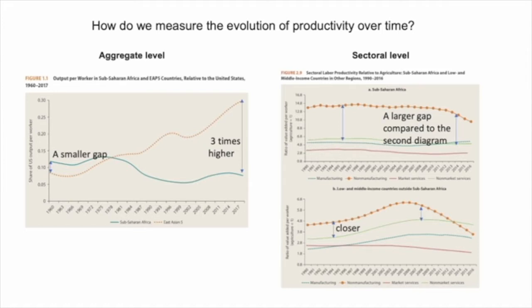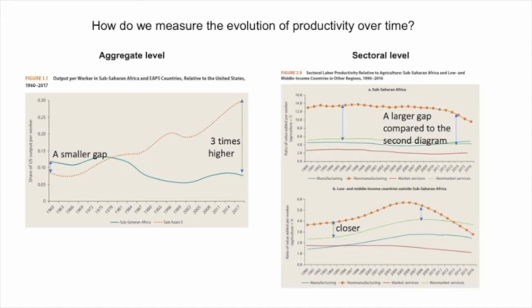From the aggregate level, the level of productivity in sub-Saharan Africa was approximated and compared to international benchmarks, such as the US in this context. Labor productivity is measured by the ratio of real GDP to the number of people employed. Here is a graph illustrating the output per worker in sub-Saharan Africa and EAP5 countries.